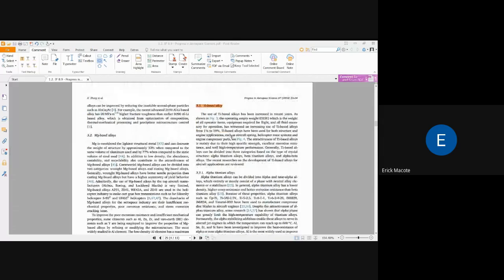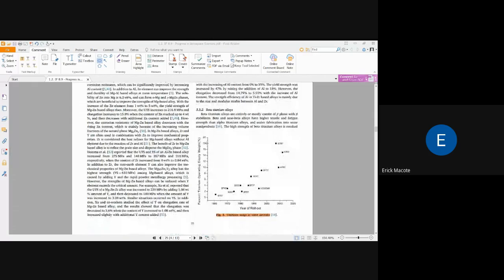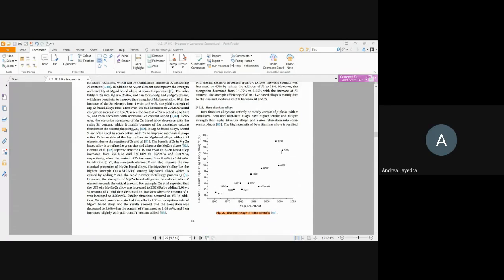At the same time, we could mention that the use of titanium-based alloys has increased in recent years. As shown in figure 3, the operating engine weight has increased with the increasing use of titanium-based alloy from 1% to 90%.